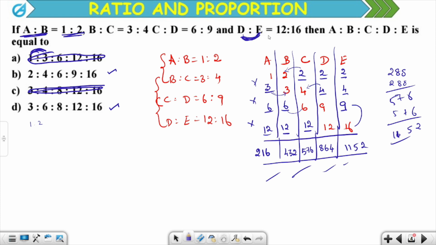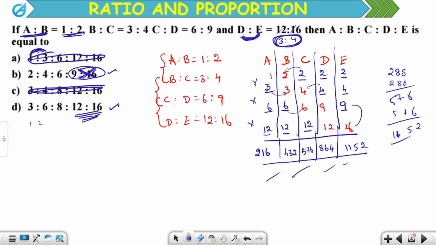D and E. So what is that? D and E should be, see, if I cancel this, this is nothing but 3 and 4 by 4 table. So D and E should be in the ratio 3 is to 4. Now tell me, are 9 and 16 in the ratio 3 is to 4? No, right? It is not in the ratio 3 is to 4. So what will be the answer? The answer will be 12 and 16.